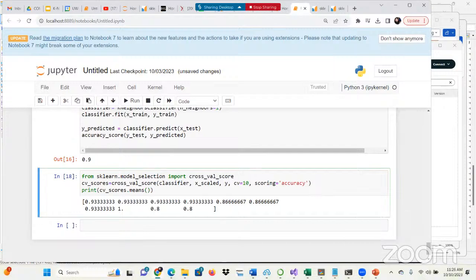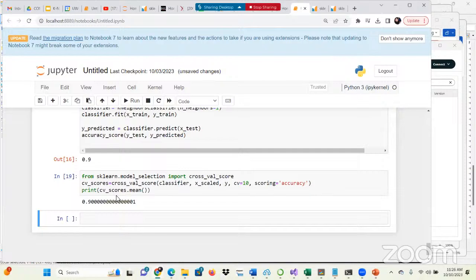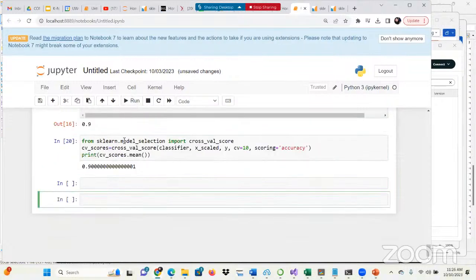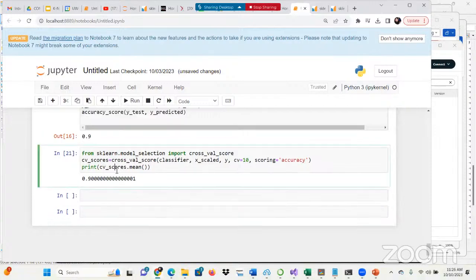Yeah, this stays at 0.9. Or let's see if we run it again. For this cross validation, even if you run it again, it doesn't change much. It's based on the 10 experiments. Let's see if we do 5. Okay, see, it still stays pretty much the same, right? So this one is more stable than using a training testing split.